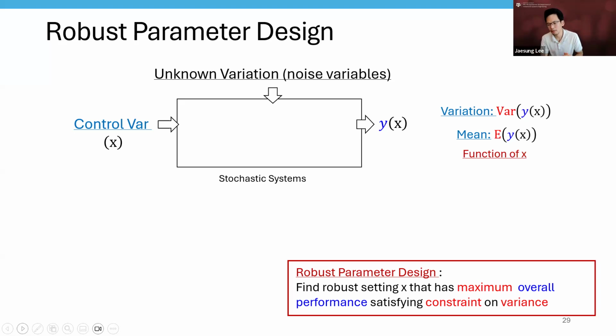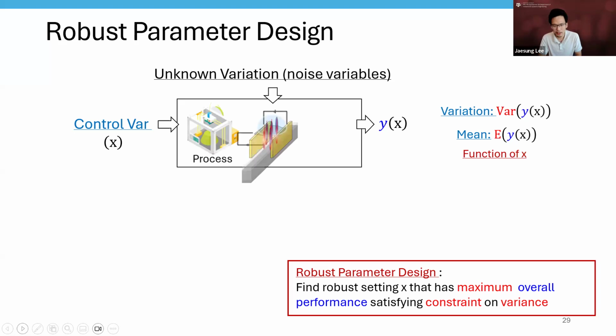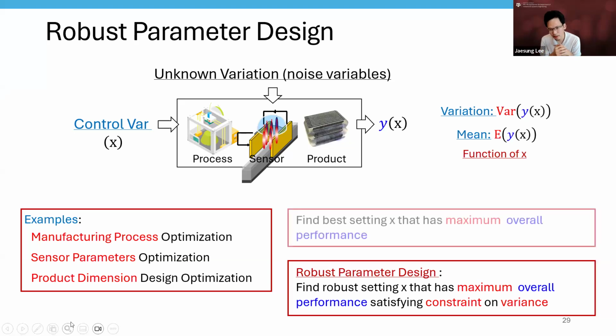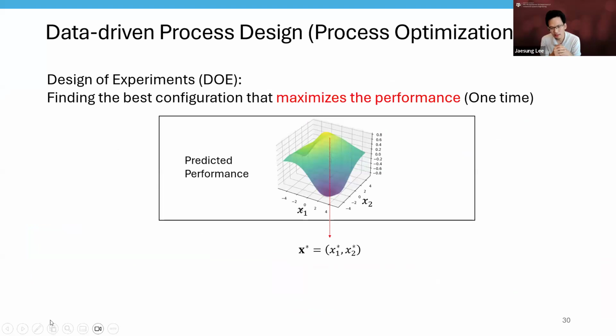Sometimes you just want to maximize the overall performance. That's okay. That is determined by the manufacturer or someone who has to make the decision. And "stochastic system" is too vague. What I meant was, for example, additive manufacturing processes or sensor design or product design or anything. So you can imagine the different types of processes and systems.